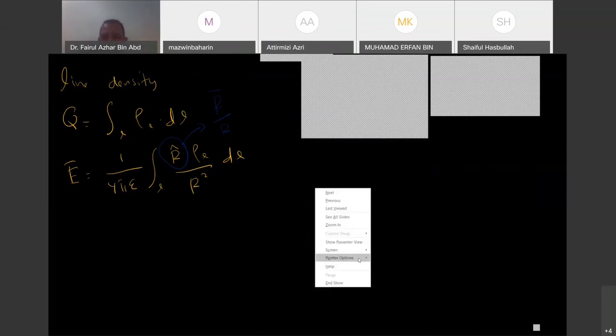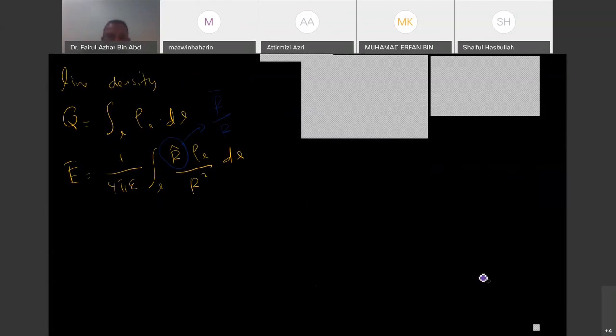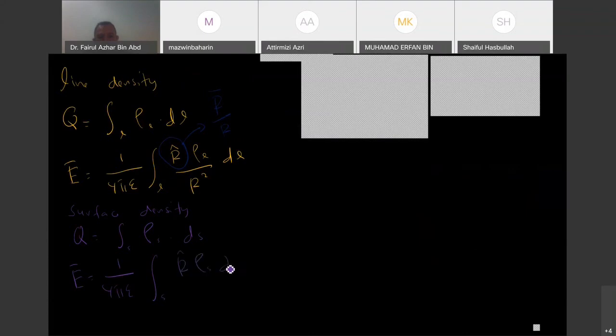And if the charge is represented by a surface density, for example, in the next case, we can find the total charge is equal to the surface integration of rho s ds. Because of that, the expression for the vector E will be equal to 1 divided by 4 pi epsilon, the surface integration of R cap rho s ds, divided by R squared.